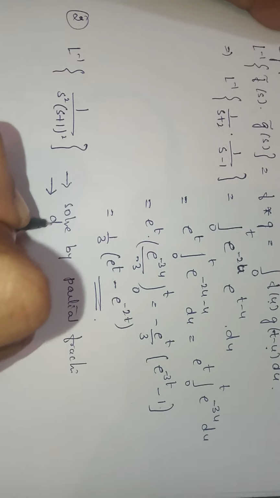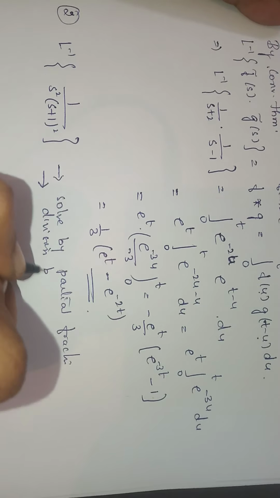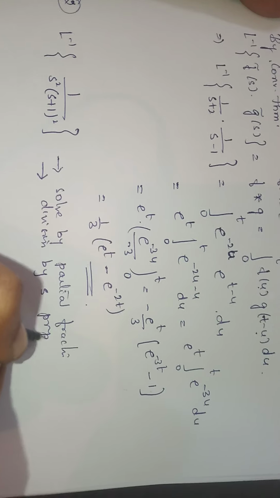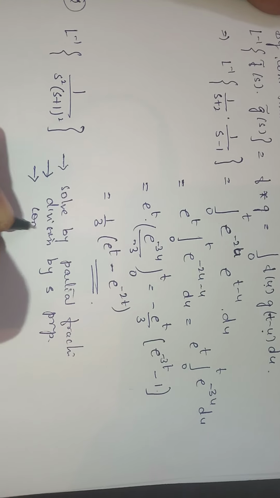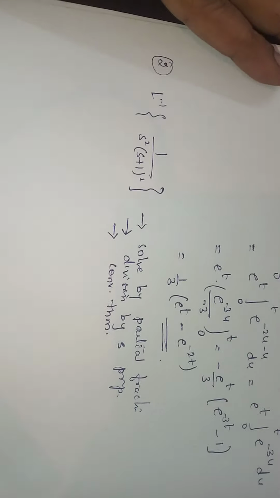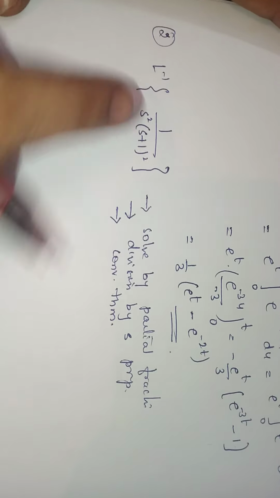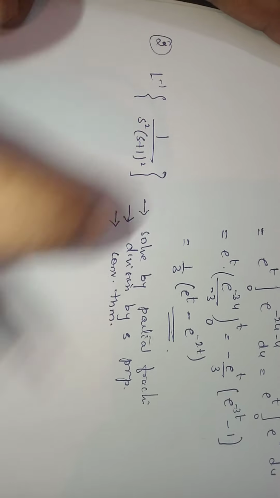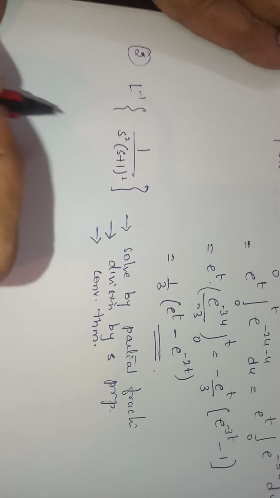Second, division by s property. Third one is convolution theorem. So I am putting all the possible ways in which you can solve this. But if the convolution theorem is specified, you have to solve it by the convolution theorem.